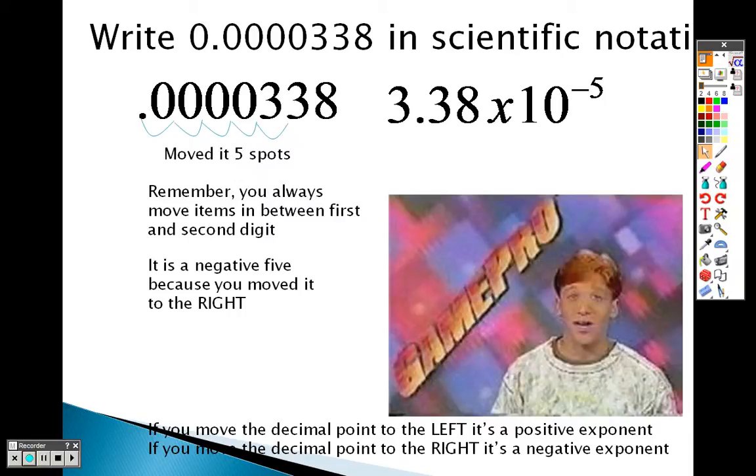Once again, if you move the decimal point to the left, it's a positive exponent. If you move the decimal point to the right, it's a negative exponent.